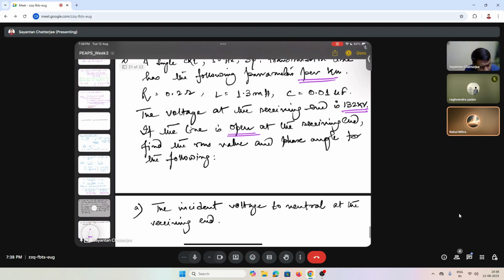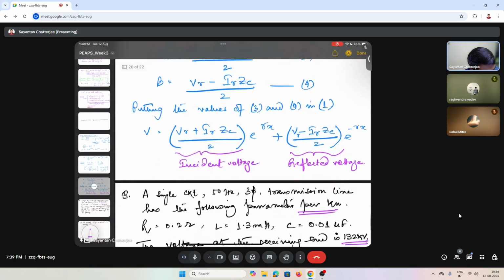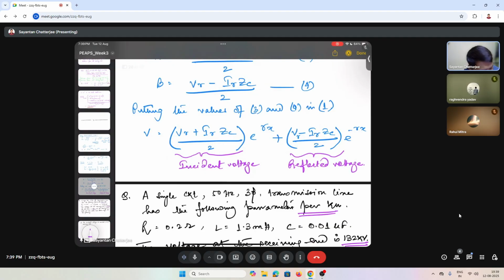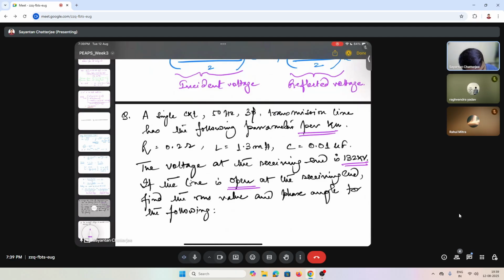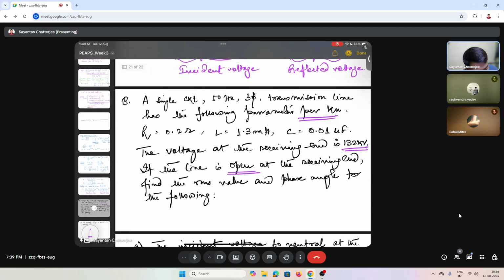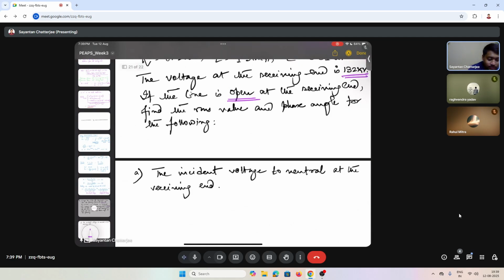Yes, sir. We cannot assume lossless for this, right? We have to take it as lossy only. For a lossless line, it is not mentioned, so you cannot assume. For the ZC calculation, it is required. So lossless you cannot consider. You can consider it, but I can't match the values because I don't have the values for the lossless case.